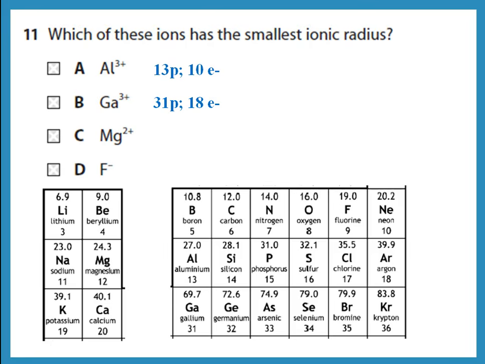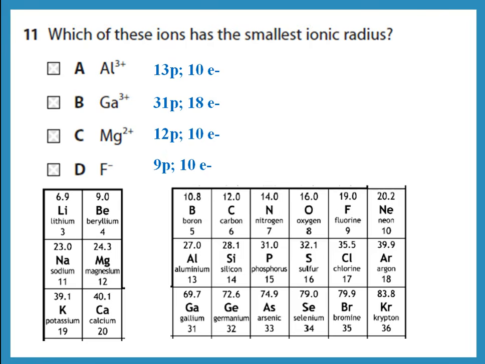Gallium, as an atom, is in period 4, and when we remove the 3 electrons, it will have 18 electrons. So it actually has more shells, so it is bigger than aluminium, for example. Magnesium will have 12 protons attracting 10 electrons. Fluorine has 9 protons attracting 10 electrons. So if we say gallium is too big, then we're comparing aluminium, magnesium, and fluorine. They all have 10 electrons.